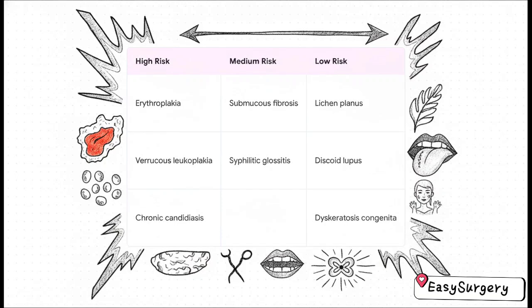Notice that erythroplakia, proliferative verrucous leukoplakia, and chronic candidiasis sit firmly in the high-risk category. Medium risk includes oral submucous fibrosis, while oral lichen planus, specifically the ulcerative type, falls into the low-risk bucket. You absolutely need to memorize these groupings because they directly dictate your clinical urgency.